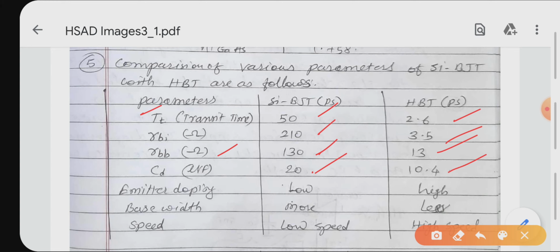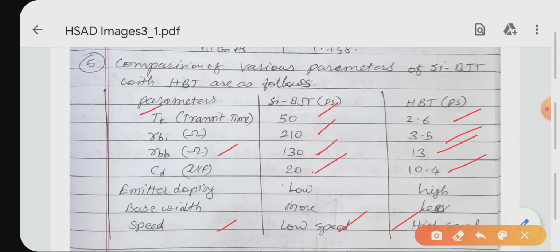Emitter doping is low in BJT, whereas in HBT emitter doping is very high. Base width is more in case of BJT. In case of HBT the base is very thin, which will also avoid, as I told you, the early effect and punch through effect. Then speed is very low in case of silicon transistor, and in case of HBT it is a high speed device. Two more parameters you can compare.